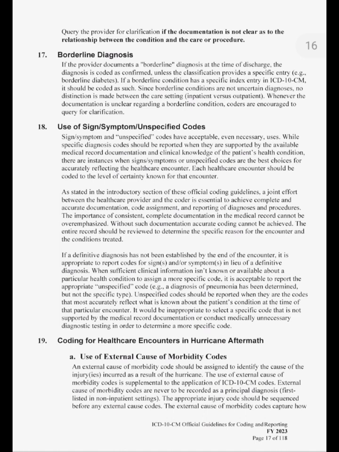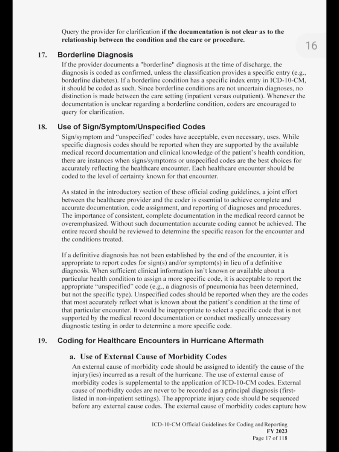The entire record should be reviewed to determine the specific reason for the encounter and the conditions treated. If a definitive diagnosis has not been established by the end of the encounter, it is appropriate to report codes for signs and/or symptoms in lieu of a definitive diagnosis.